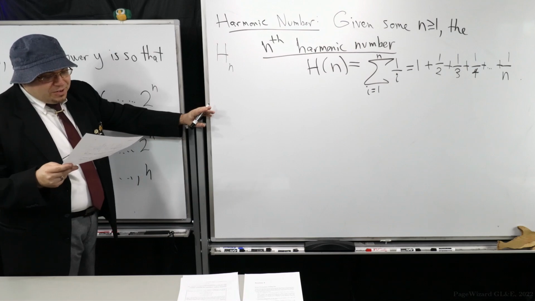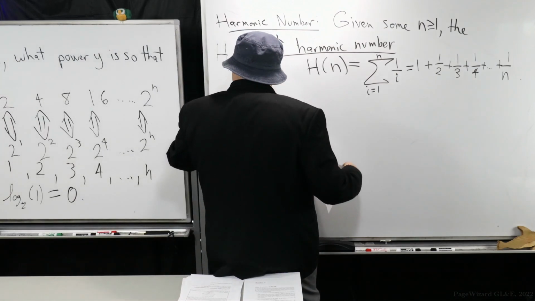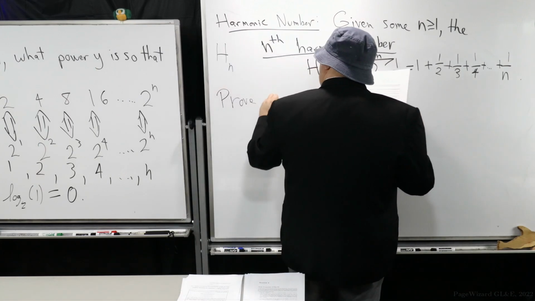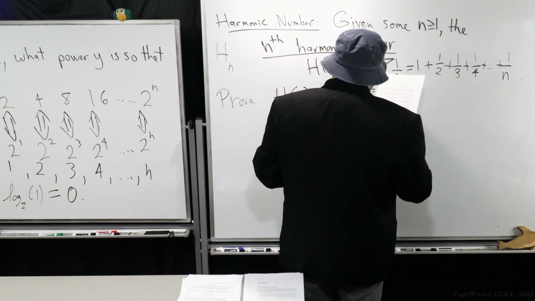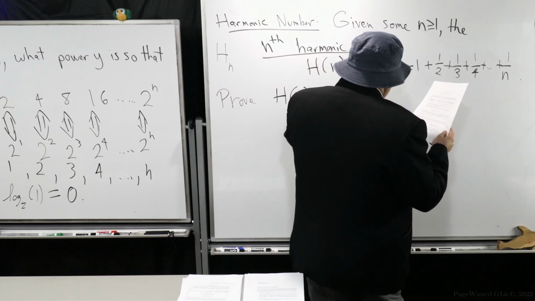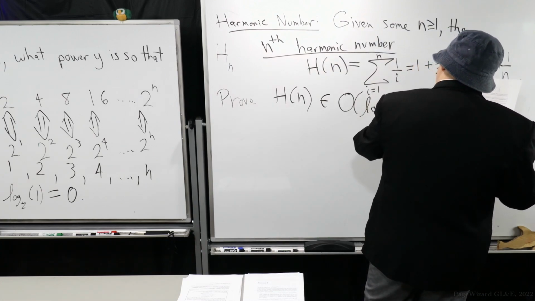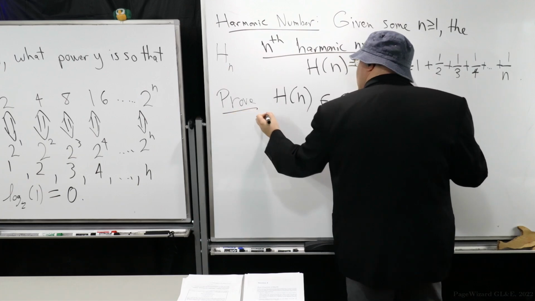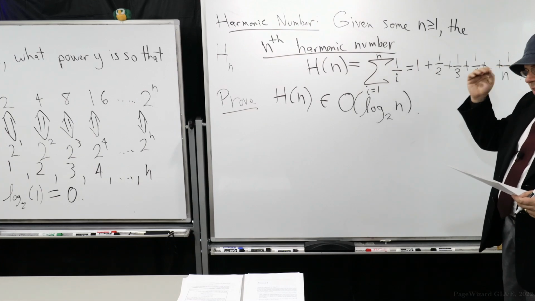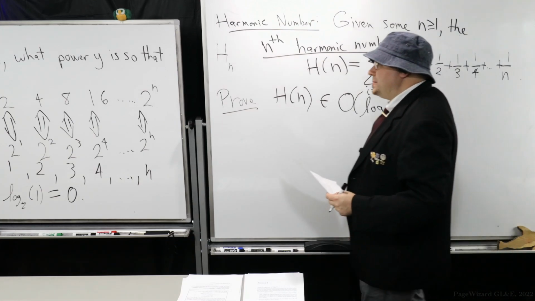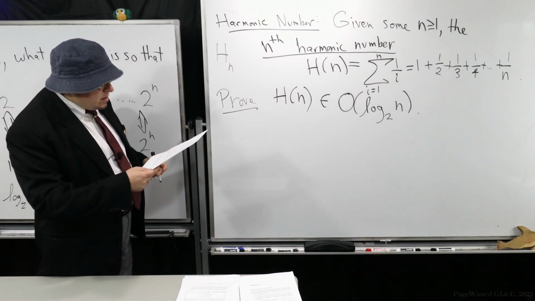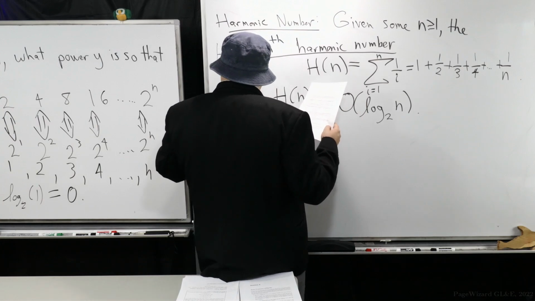Okay, so here's the claim. This is the claim. We're going to prove that H of n is big O of log base 2 of n. This is what we're going to prove. You're going to see very quickly that this is going to be a little bit different than some of the other examples I've shown you. But at its heart is the same set of reasoning. So let's do the proof.